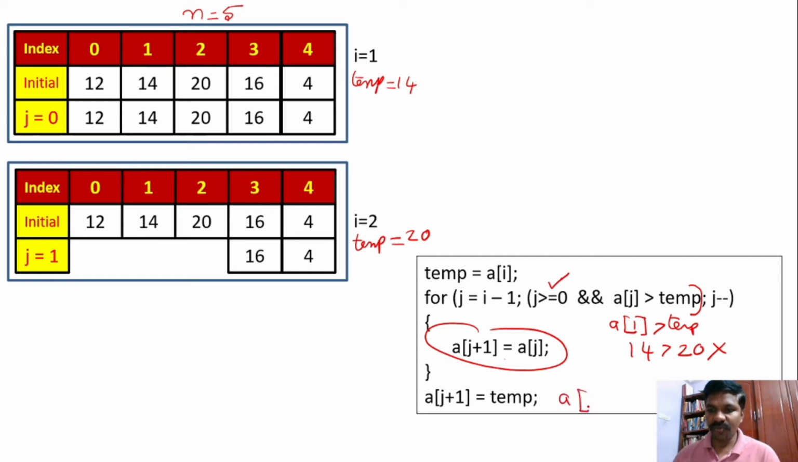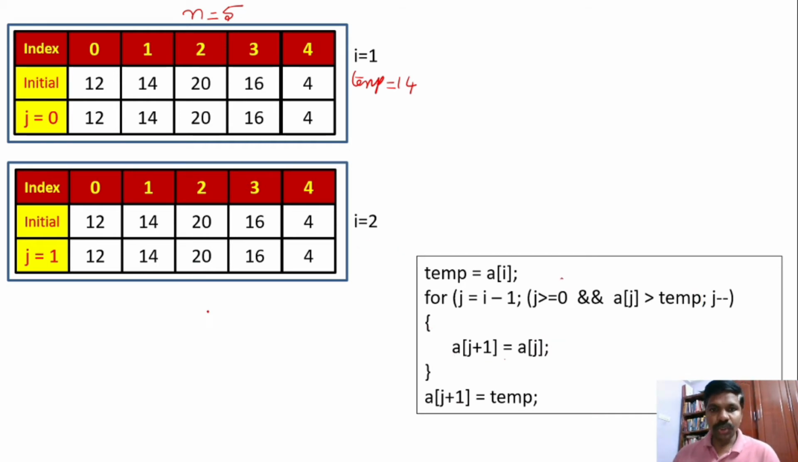Then a of j plus 1. What is my j? j is equal to 1. So a of 2 is equal to temp, that is 20, and there the loop ends. So here also there is no change. Next, go to the third iteration.